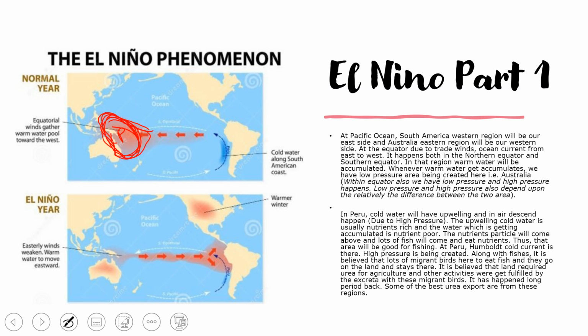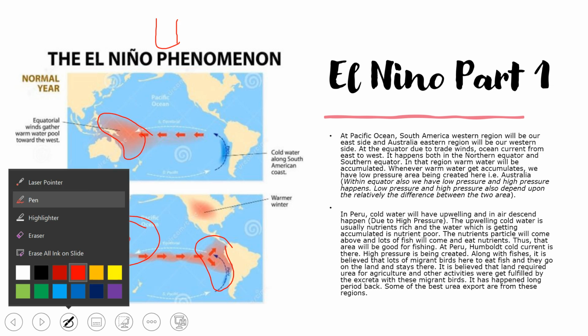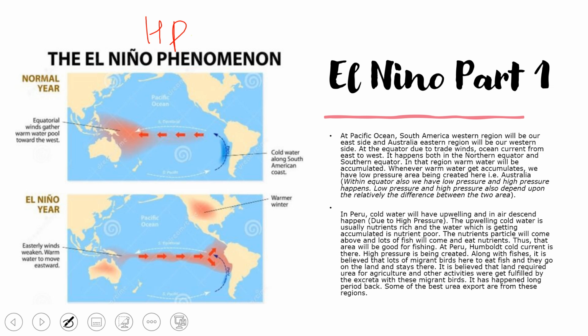But in an El Nino year, what happens? This low pressure formation will not happen here. This low pressure formation will happen in the Peru region, in the South America region. Thus this will become a high pressure zone. Earlier your Africa was at high pressure, your Australia was at low pressure, your South America was at high pressure. This is Australia, this was low pressure.